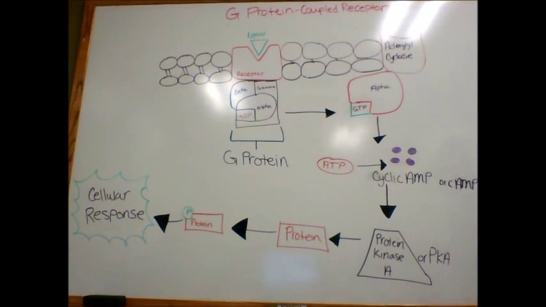G-protein coupled metabotropic membrane receptors. There are three different classes of membrane receptors: G-protein coupled receptors, ion channel receptors, and enzyme-linked receptors. In this presentation, we will be focusing on the G-protein coupled metabotropic membrane receptors.